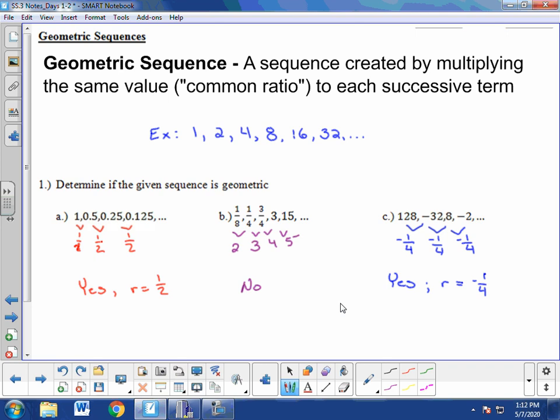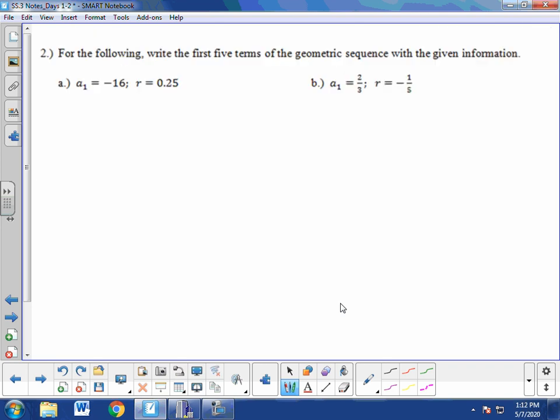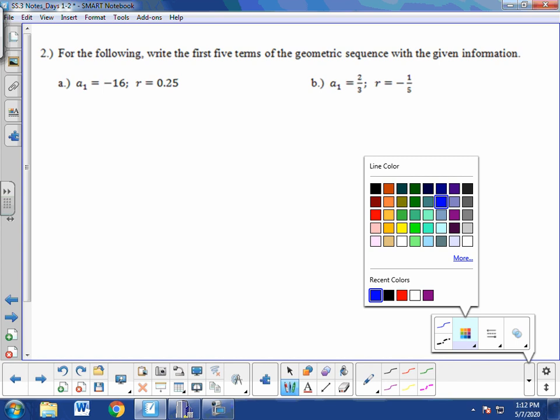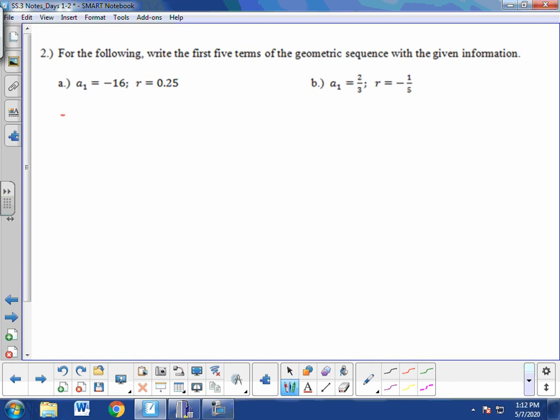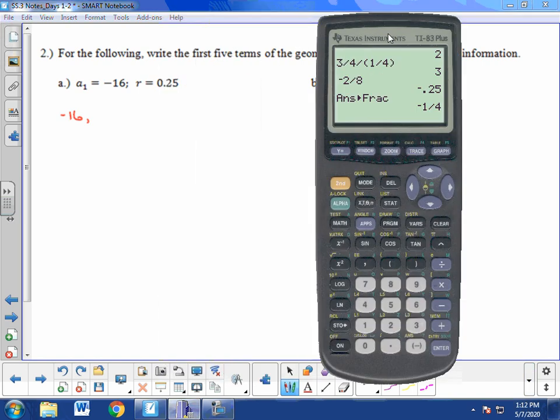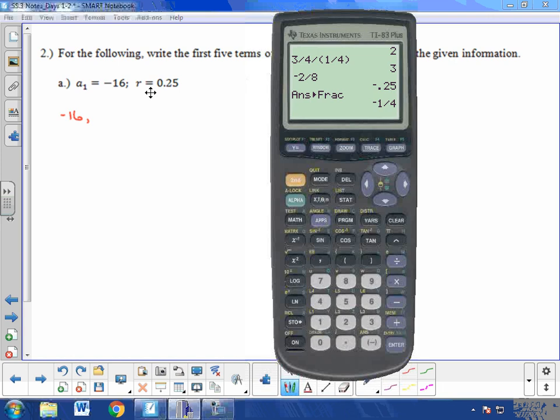So in problem number 2, it asks us to find the first 5 terms for the sequence with the given information. So it gives us the first term, and it gives us a ratio. So again, we need to find this list. The first term in the list is going to be the first term that they give us, negative 16. Now, how we can get the rest of these is by multiplying by the ratio. So this ratio is 0.25, which is also 1/4.